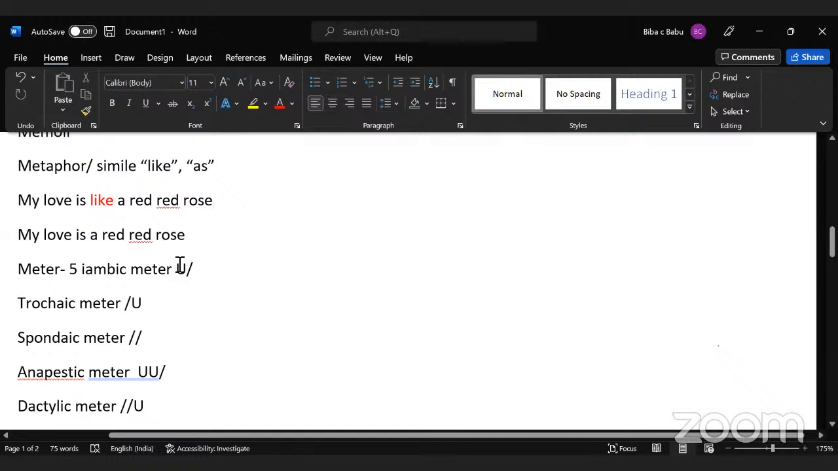So iambic is the unstressed syllable followed by a stressed syllable. When in a line you find the unstressed syllable first, then a stressed syllable, it is iambic. When it is stressed, unstressed, it is trochaic. When it is two stressed, it is spondaic. Anapestic is unstressed, stressed. Dactylic is stressed, unstressed.